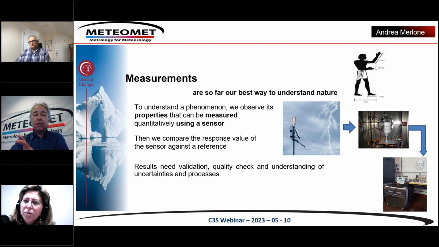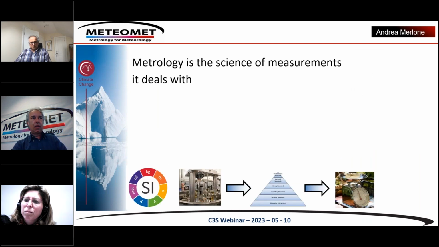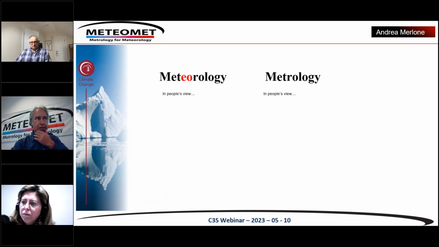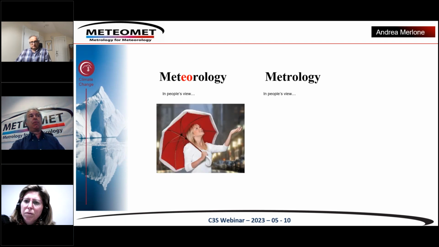But then the result needs a validation. And this is the role of metrology. Metrology is the science of measurement, and it deals with the definition, realization, and dissemination of the units, and the prescription of calibration procedures and best practice. Also a little bit of terminology. And more recently, we went into supporting users in the evaluation of measurement uncertainties. Just two letters, but two clearly defined communities.